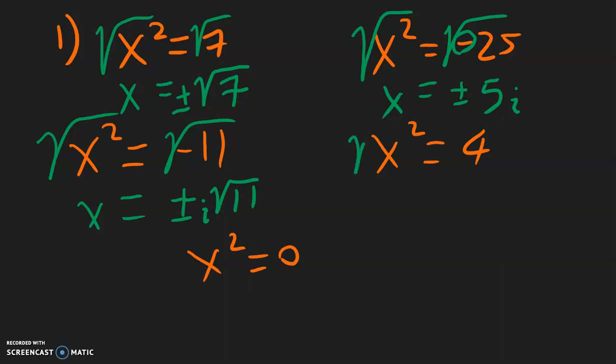For this next one, take the square root of both sides. Square root of 4 is going to be positive or negative 2. And there is no i because it's positive underneath the square root.